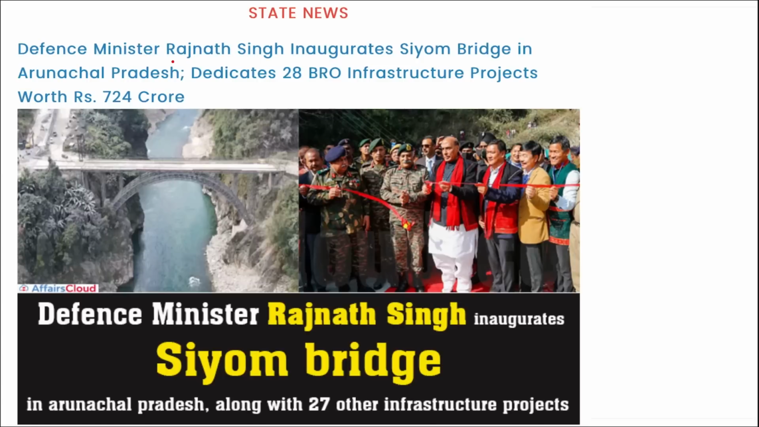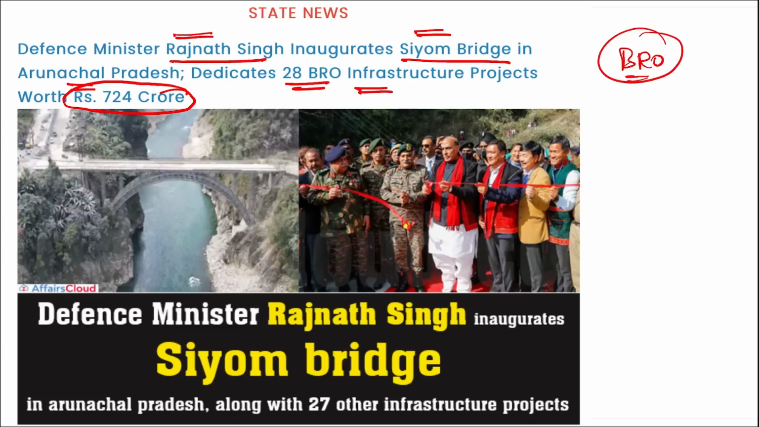Next, Defense Minister Rajnath Singh has inaugurated Siom Bridge in Arunachal Pradesh and dedicated around 28 BRO infrastructure projects worth 724 crore rupees. I repeat, Rajnath Singh has inaugurated Siom Bridge in Arunachal Pradesh, and he also dedicated around 28 BRO projects to Arunachal Pradesh that will be worth 724 crore rupees. Alright, highly important.